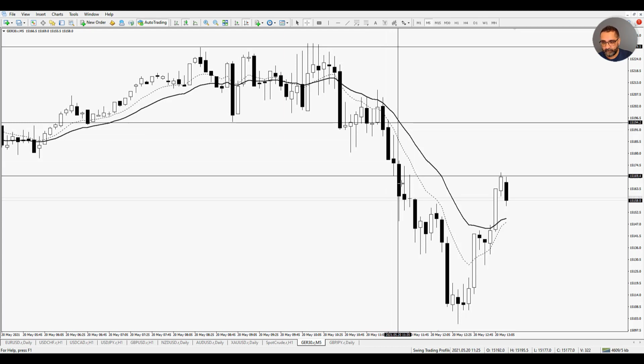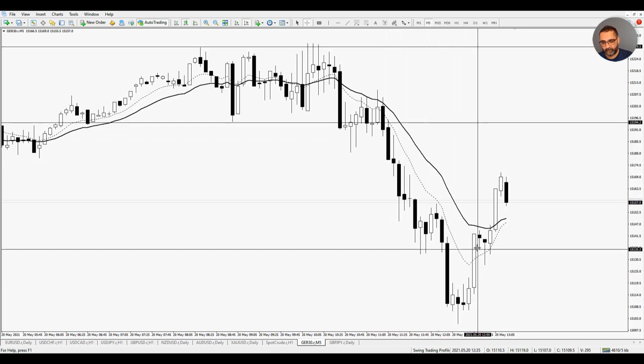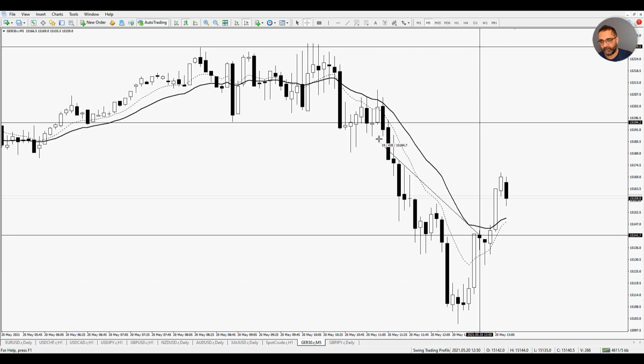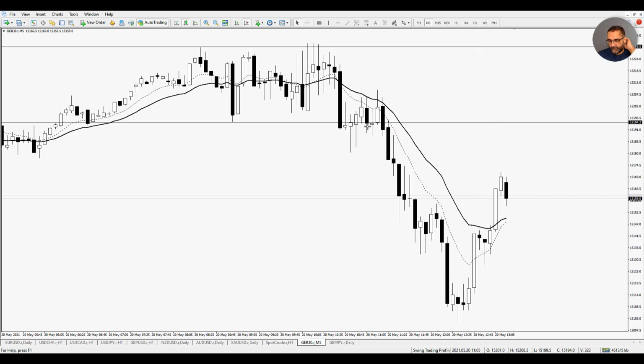Then you have your add-on. And guess where your close is? Close is above the 10 over here. You get out. Perfect. You don't give back. You've got yourself a nice 1.5R or 2R. No headache.